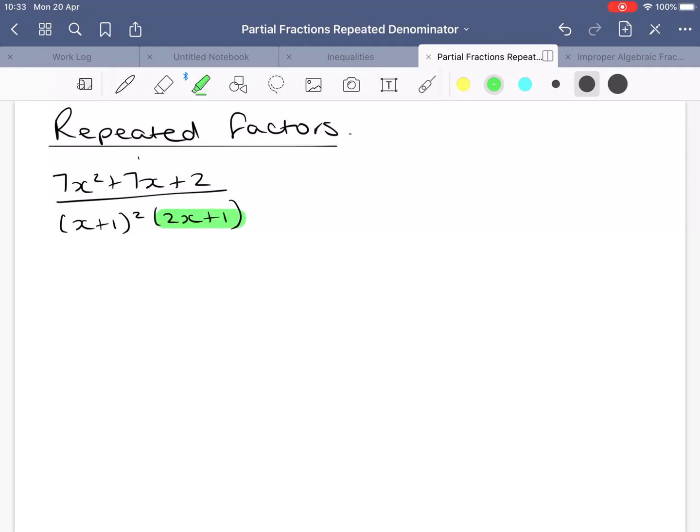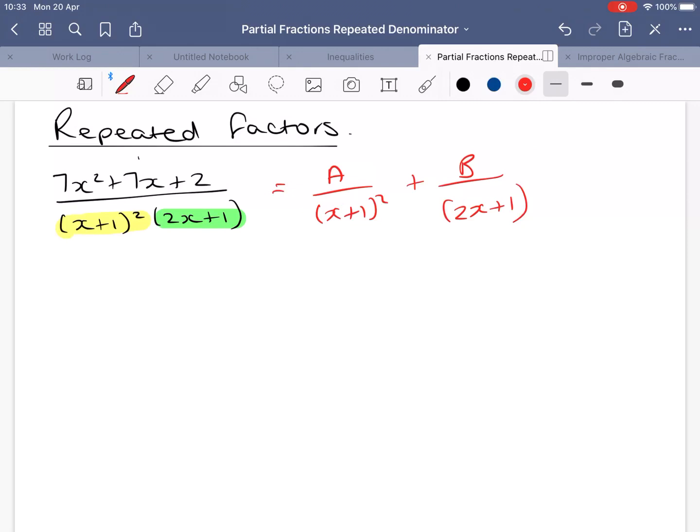Okay, so I know I am going to have a denominator of 2x plus 1, but I'm also going to have this. Now the first thing a lot of people would do is go a over x plus 1 squared plus b over 2x plus 1. That's not the right thing to do, because we've got to remember when we have this repeated factor in the denominator, it actually creates 2 parts.